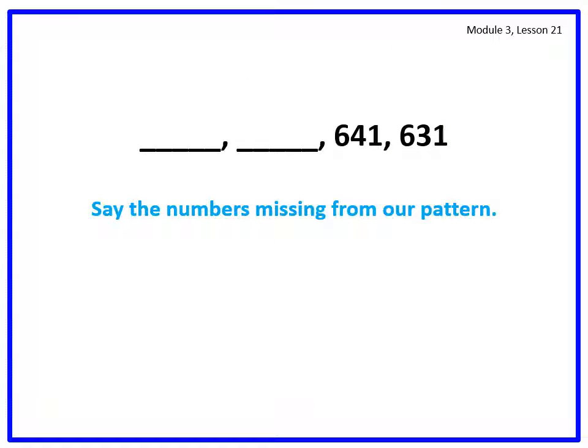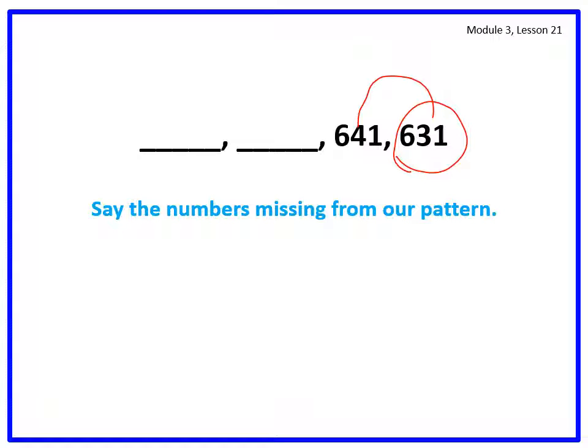We can look at numbers in a pattern without using place value discs by looking at the place value that we see in the numbers that we know. So let's take a look. If we look here at 631, and that is the last number shown in our pattern, we know 631 is 10 less than 641. So that means our pattern, the numbers are going to be greater.